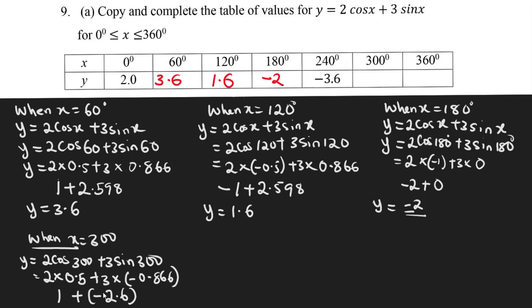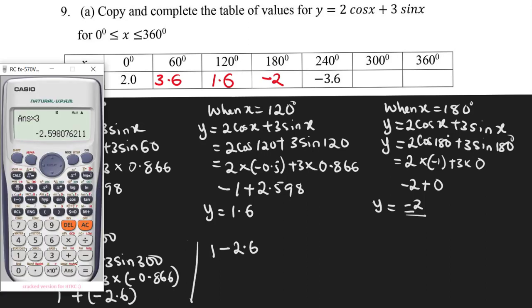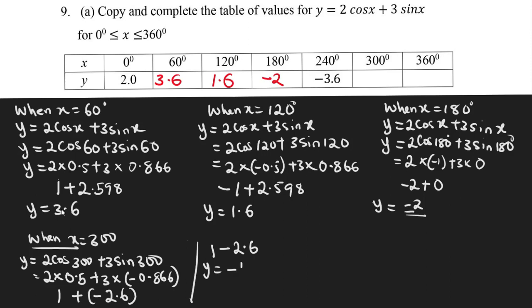So we're going to have 1 positive times negative is negative, right? So we're going to have 1 minus 2.6. So 1 minus 2.6 is going to be minus 1.6. So our y now will be minus 1.6. So come back here, right? Minus 1.6.